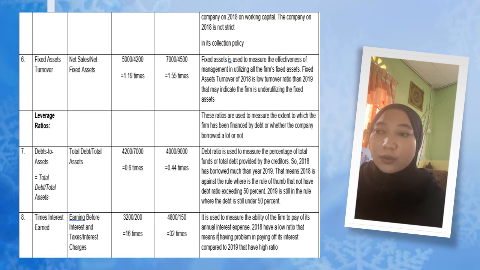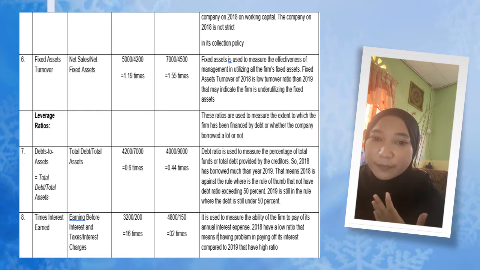2018 has a low ratio, that means it's having problems in paying off its interest, compared to 2019, which has a high ratio. That means the higher the ratio, the easier it is. If you get a low ratio, you have a problem paying the interest. In this calculation, in Stay Safe company, 2018 is lower than 2019.